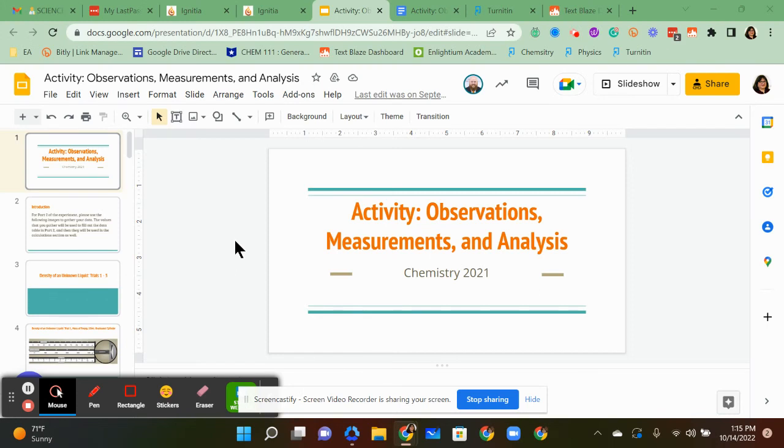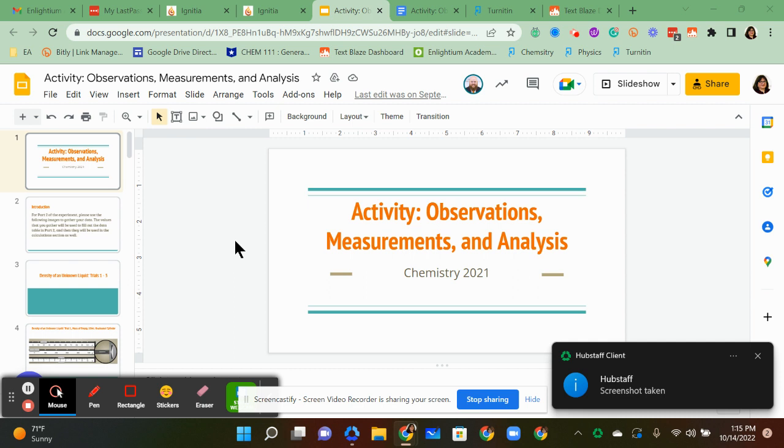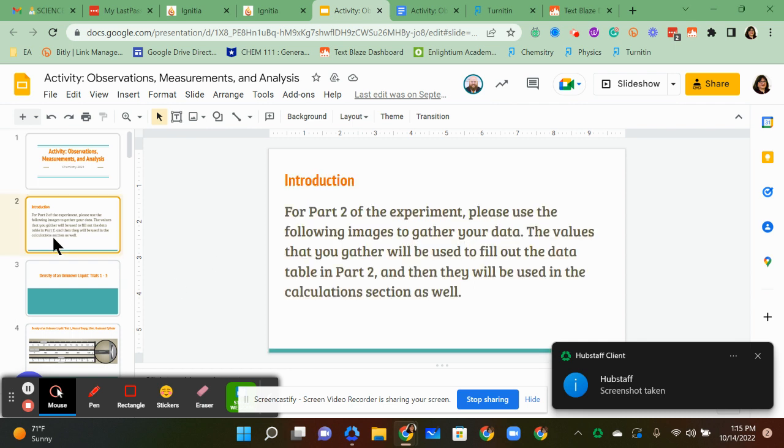Okay, this is the PowerPoint that you're going to use for section 2. Now, this is going to give you pictures of the different measuring devices. So you're going to read each one of them and record the information on section 2 in the data table. So let's go ahead and take a look at this.